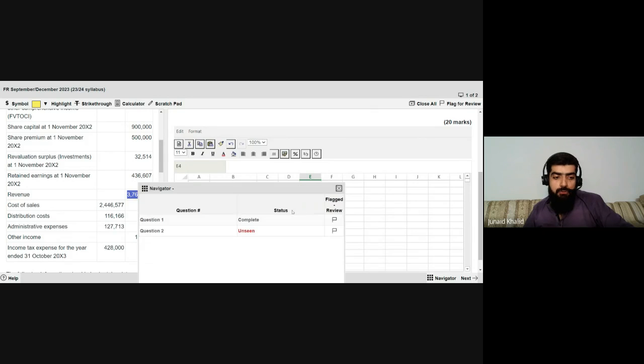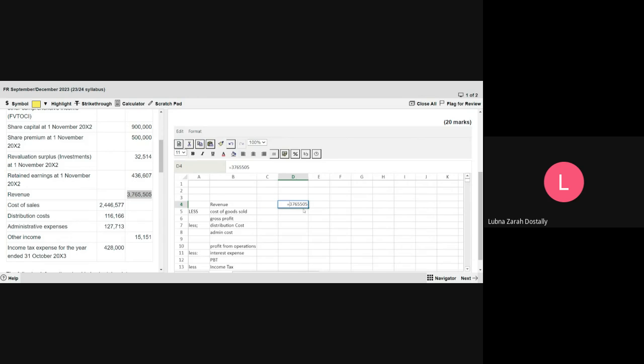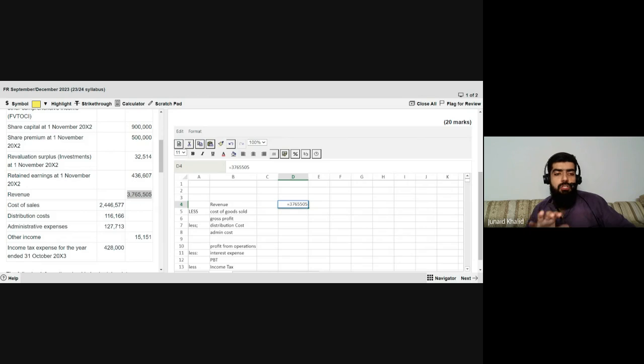One more thing that you need to understand and remember: every time, you will be using the formulas. Are you getting the point? And in order to calculate the formulas, always use the equals to sign. That is the revenue which is given over here.